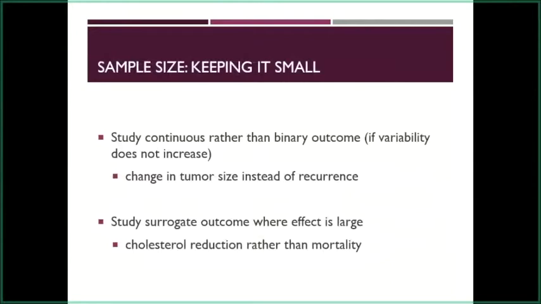Okay, a couple of tips for keeping it small. Oftentimes studying a continuous rather than a binary outcome can be helpful. So you might study change in tumor size instead of recurrence. You might also study a surrogate outcome where the effect is large. So maybe cholesterol reduction rather than mortality, things like that.